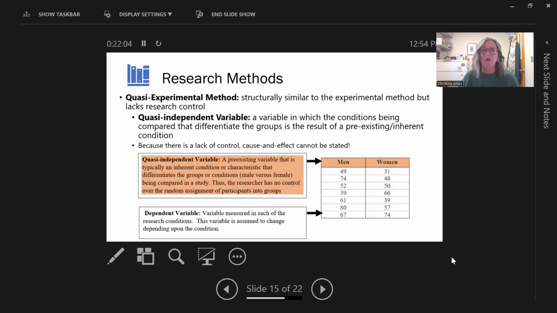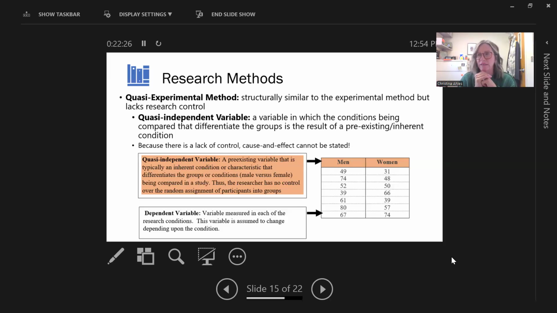So there's no control and there's no random assignment because there is no control. So that would be a quasi-independent variable, those two conditions. And again, the dependent variable is that outcome variable. We're measuring the same thing on those two conditions, but those conditions are not manipulated because there is no control over those.